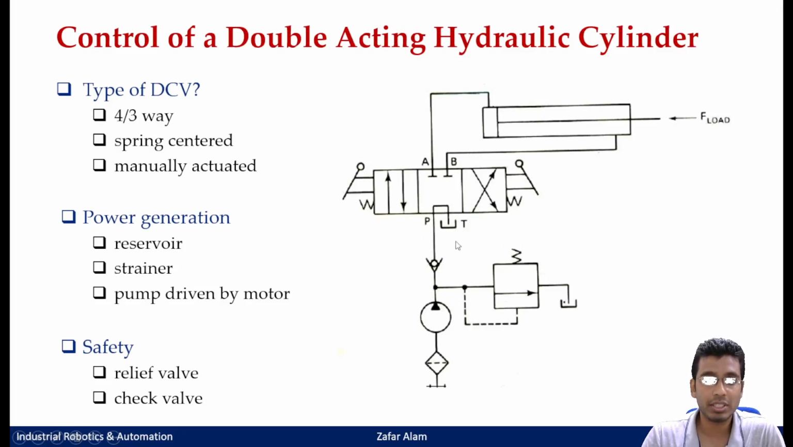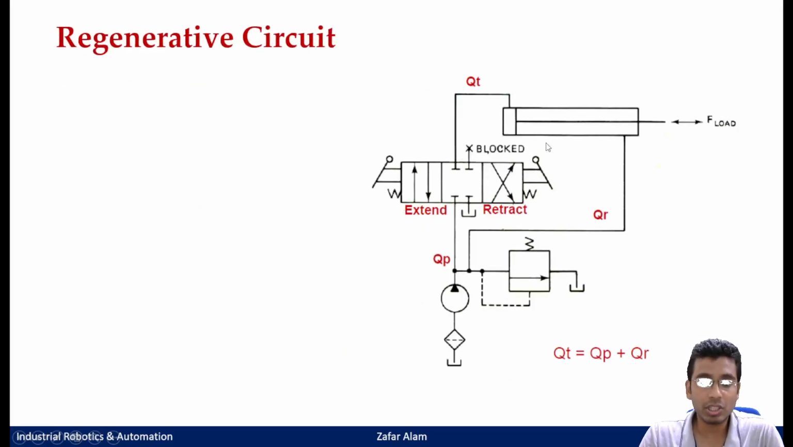If you see this, this is a valve, a 4x3 spring centered manually actuated DCV. You have your power generation units here, they all remain the same, and then you have your relief valve also here, and you have your double acting cylinder. What are the changes here? The changes are to the ports, if you see. So this is showing your default position of the ports.